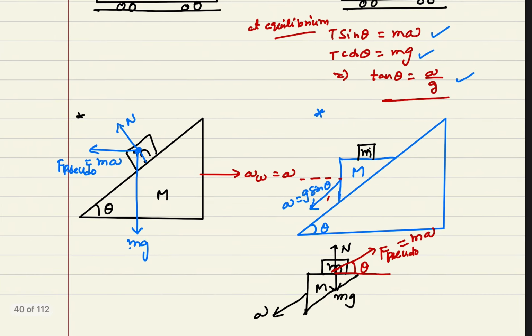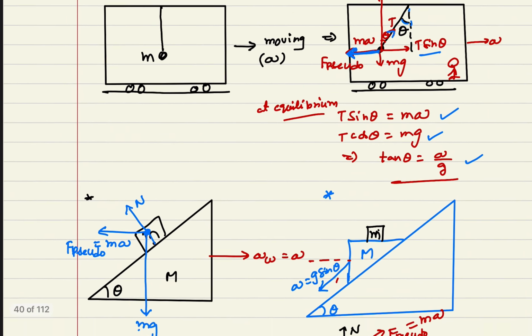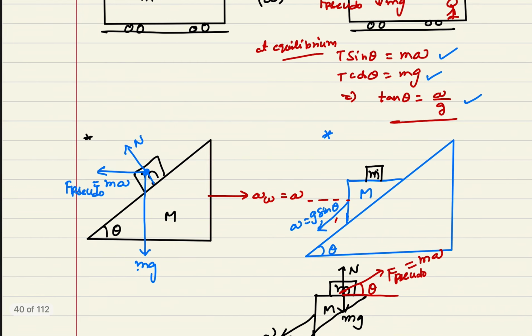Similarly, suppose a wedge is moving with an acceleration a, and a block of mass m is on it. The forces acting on this body are mg acting in the downward direction, the normal reaction acting perpendicular to the surface of contact, and the pseudo force, which will act opposite to the wedge acceleration, that is, towards the left side.